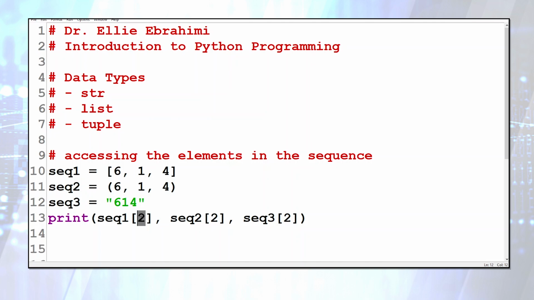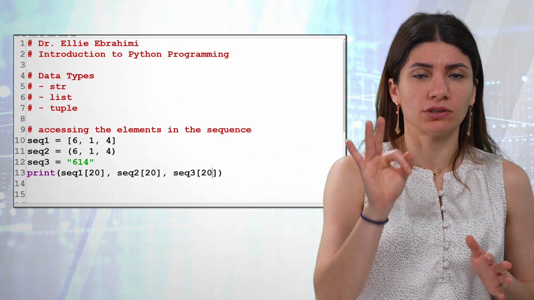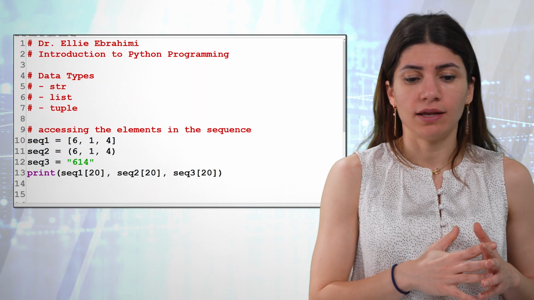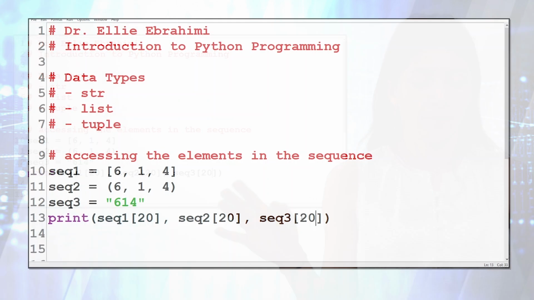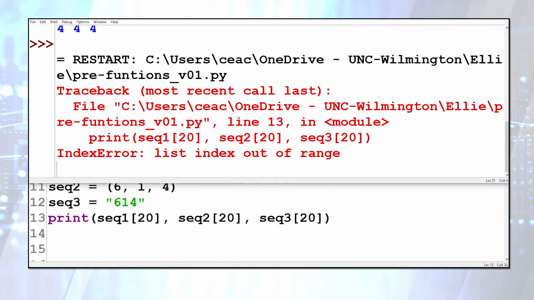Okay, if you try to reach something that doesn't exist, let's go 20, for instance. Index number 20 does not exist. We only have 3 values inside those sequences, and index number 20 doesn't exist. We don't have that many values. So if we run this one, it's going to give us this error message: list index out of range.